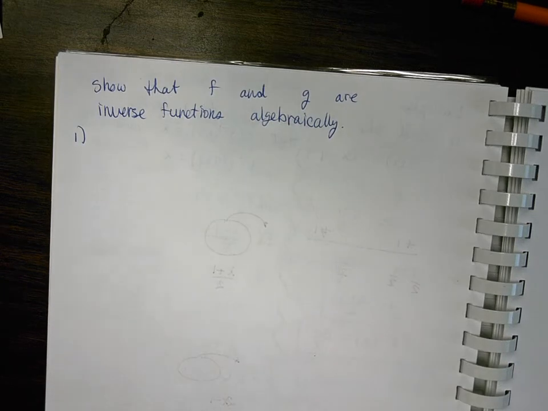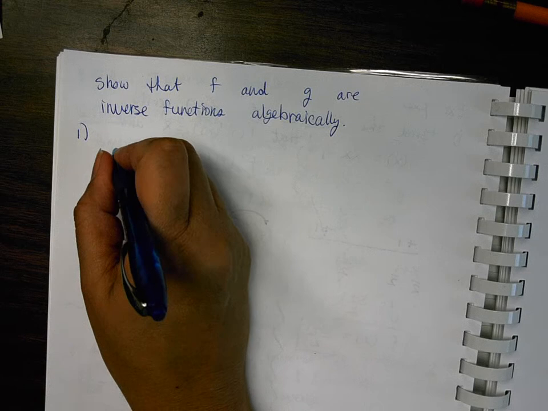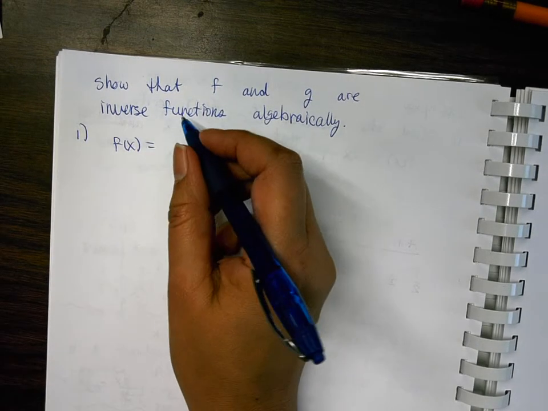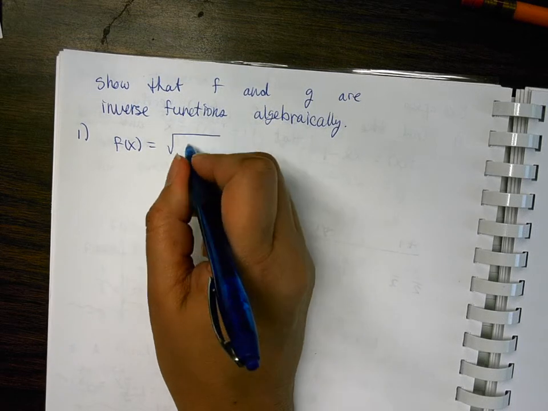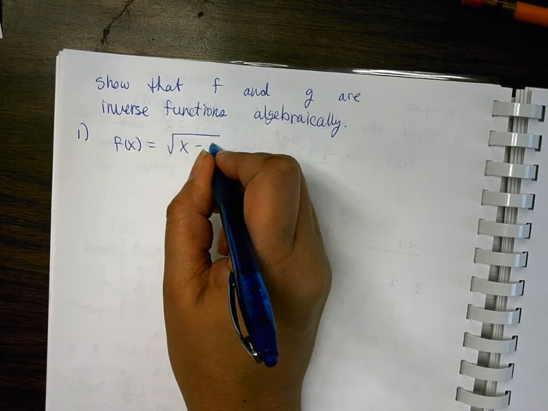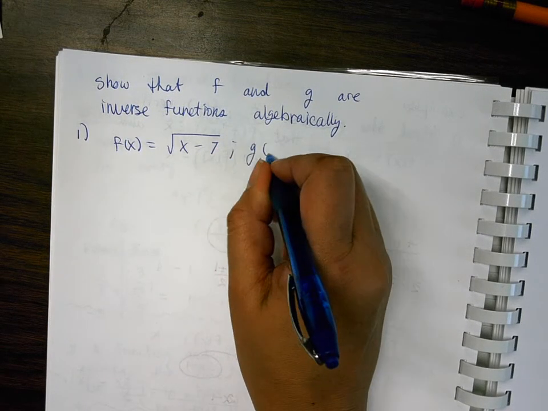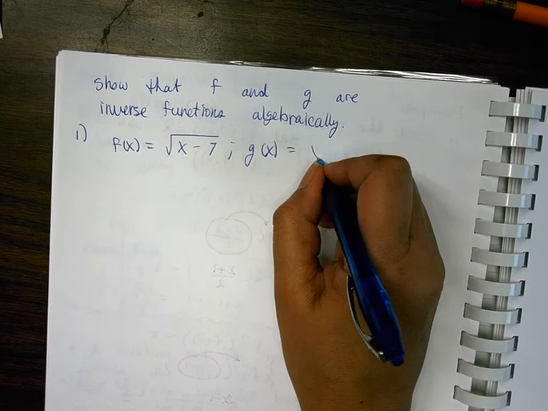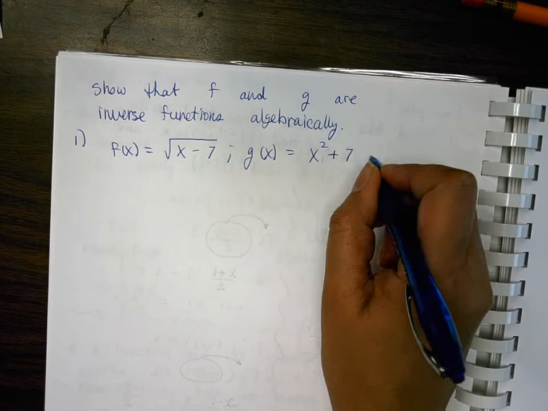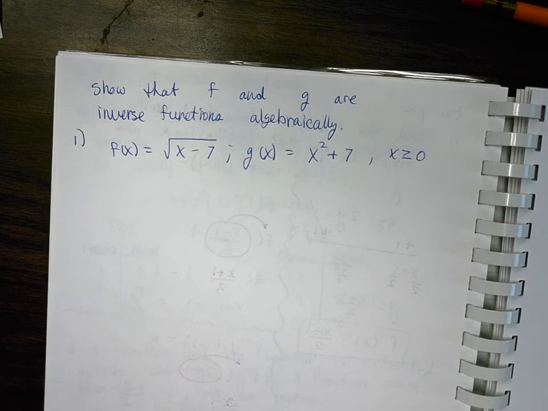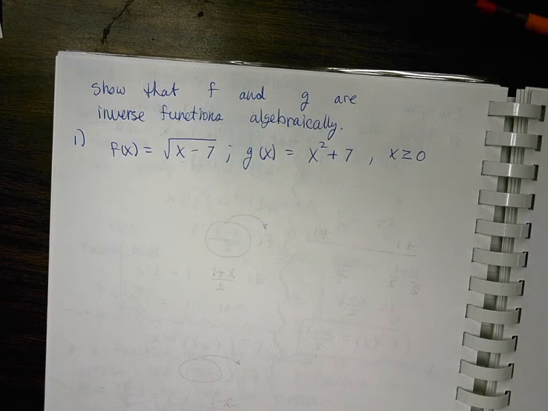Number 1. f of x equals the square root of x minus 7 and g of x equals x squared plus 7, where x is greater than or equal to 0. So write it down and we're going to talk about it.